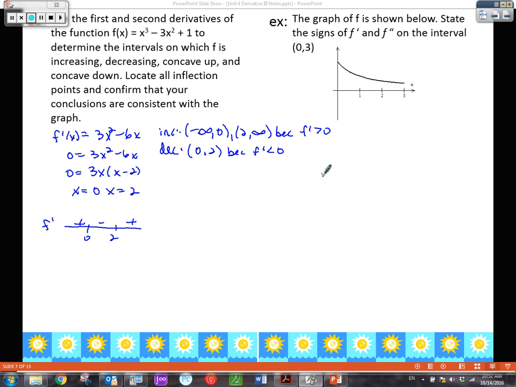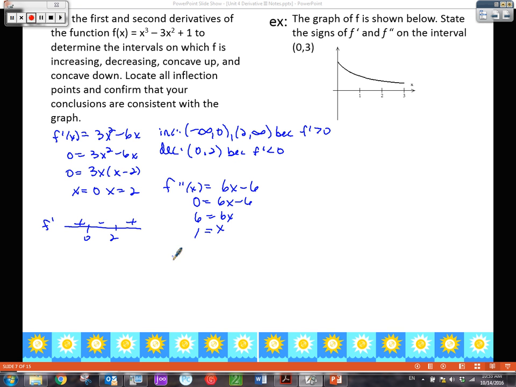So we need to take the derivative of the first derivative. So the second derivative is 6x minus 6. We need critical numbers off of it, so we set it equal to 0. 0 equals 6x minus 6. And we get x equals 1. That is a stationary point. Does this second derivative have any singular points? No, right? It's a polynomial. It doesn't have singular points.